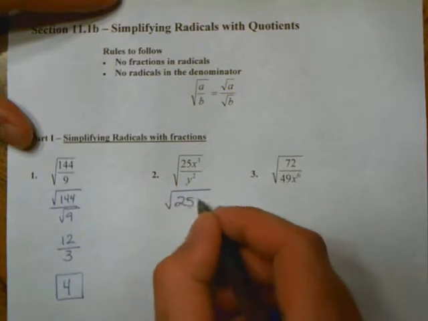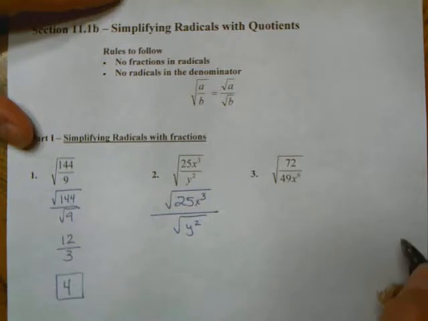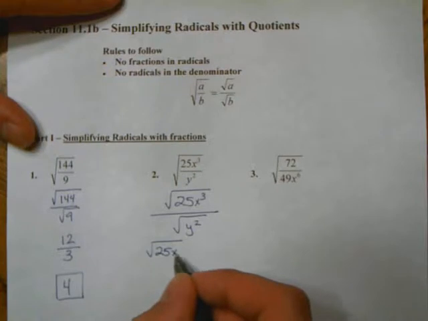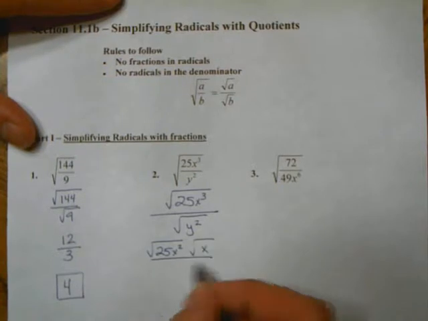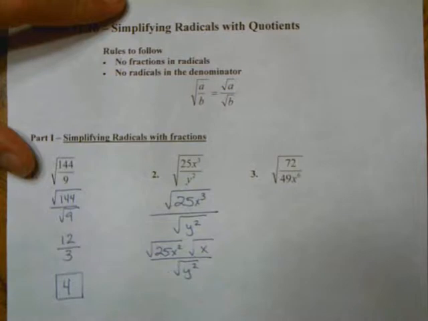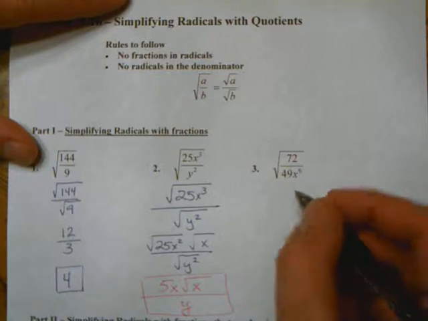On my second one, I'm going to break that top up into the square root of 25x cubed and the bottom into the square root of y squared. Now I'm going to break the top into two square roots as we learned in the first lesson: the square root of 25x squared times root x over the square root of y squared. Now we're going to take the square root of the top. The square root of 25x squared is 5x, and that root x is left over. The square root of y squared is just what's inside, or just y. So there's our answer.